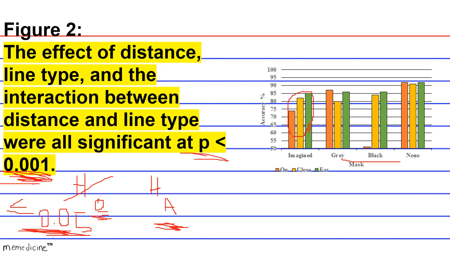So, okay, basically what I'm trying to say is in terms of the effect of distance, line type, and interaction between distance and line type, we're saying that they have some significance. I don't know what their null hypothesis is, but just know that these interactions are legit, okay? You can go review something else on this if you want more information.